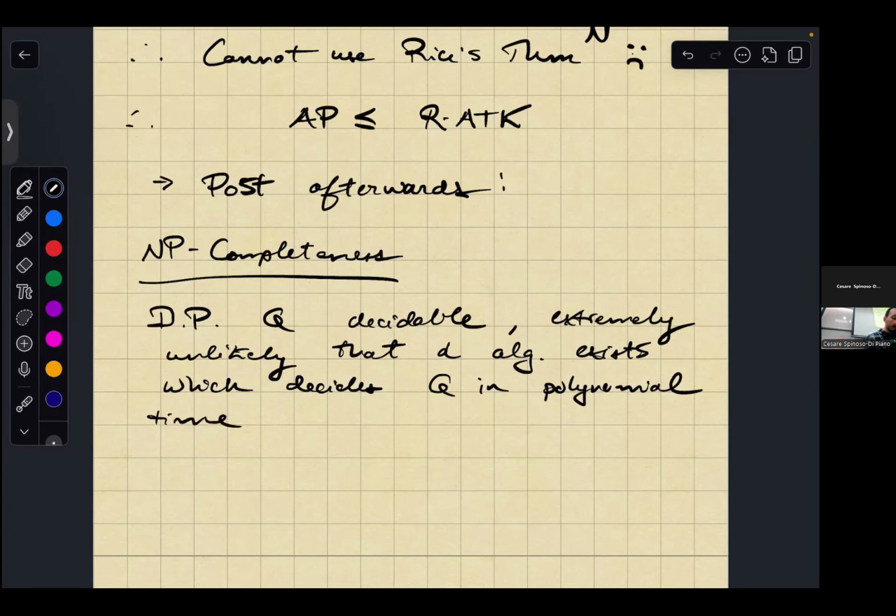I say extremely unlikely because, like I said in the previous tutorial, it's still unknown whether P is equal to NP, but I would bet against this.